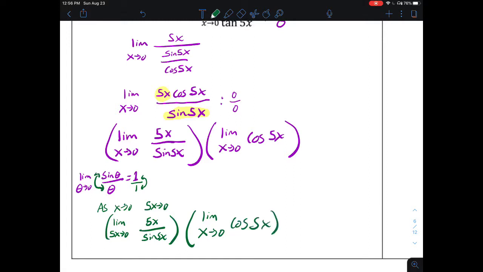And now we're ready to do direct substitution. So I'm going to work my way to the right. The first limit is 1. The second limit, cosine of 0 is 1. So we have 1 times 1, which is 1.